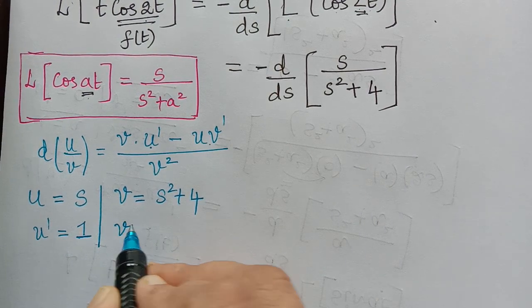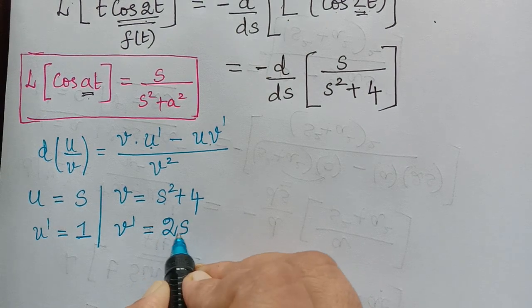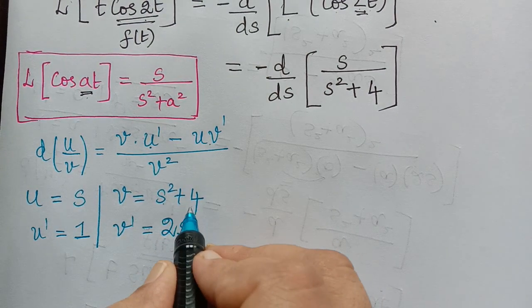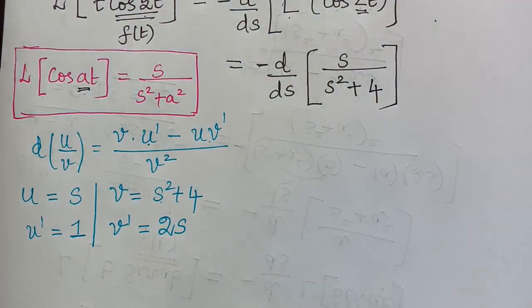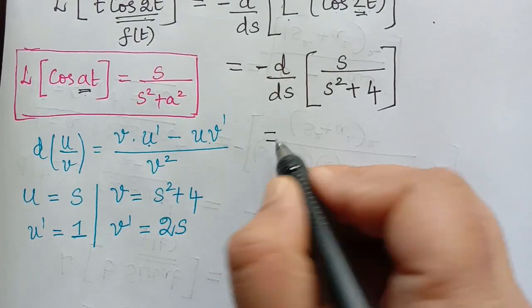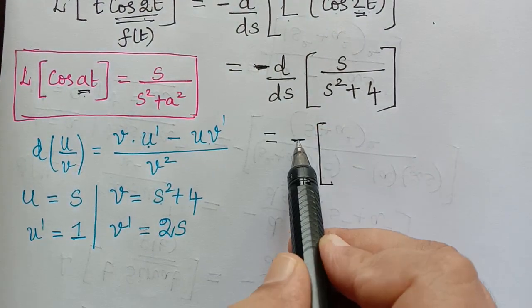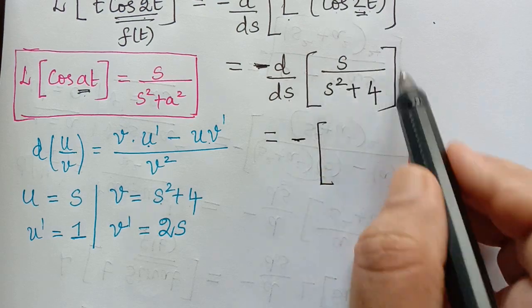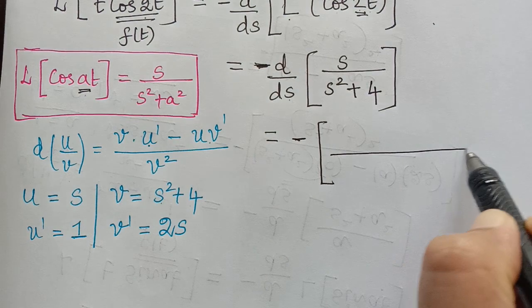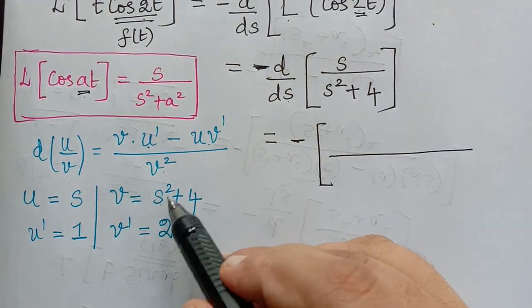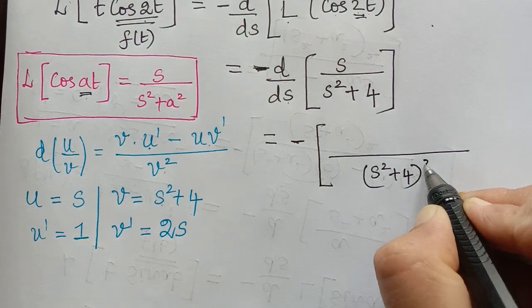And v dash will be equal to the differentiation of s square, which is 2s, plus the differentiation of 4, which is 0, so we need not write it. So this is 2s. Therefore this is further equal to negative, because we have a negative sign here, we have to write that. And then d by ds of this, that is, the u by v formula we have to use. So what is our v? v is s square plus 4. So in the denominator we have s square plus 4 the whole square.